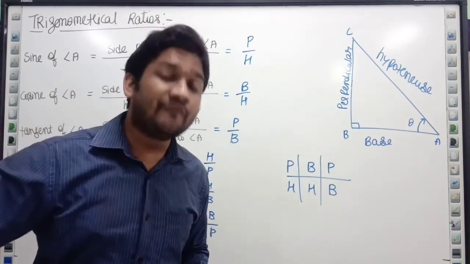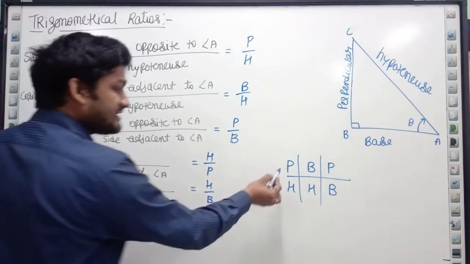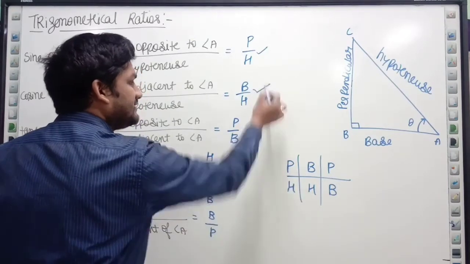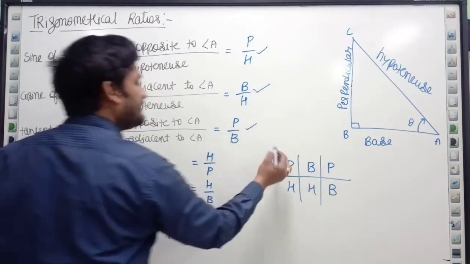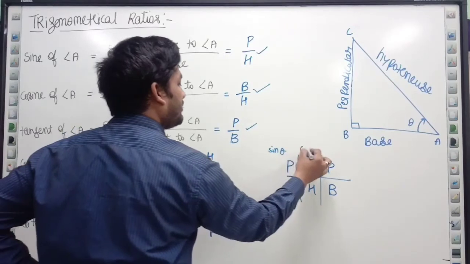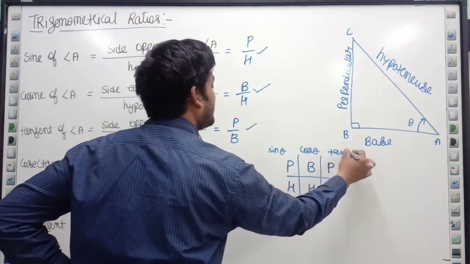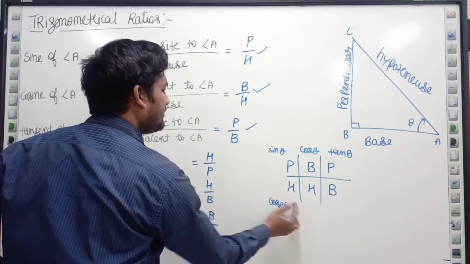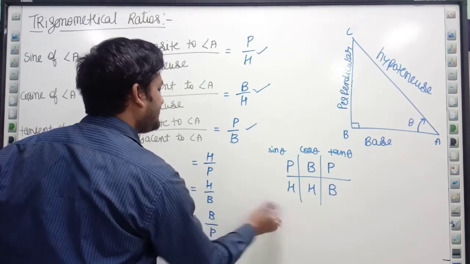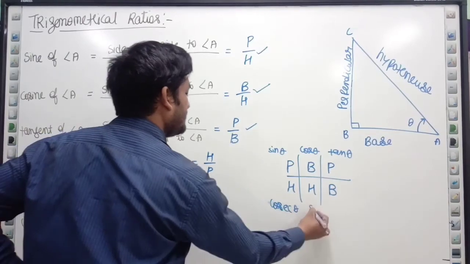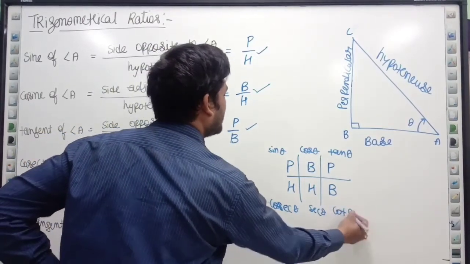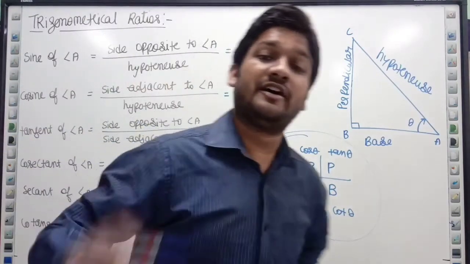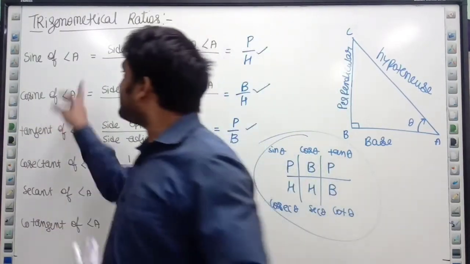Now how is it helpful? Look, the first is P by H, second is B by H, third is P by B. So we can write sin theta, cos theta, tan theta. Now these are reciprocals: cosec theta, sec theta, cot theta. Right? So this is very easy to remember. Pandit Badri Prasad Har Har Bhole.